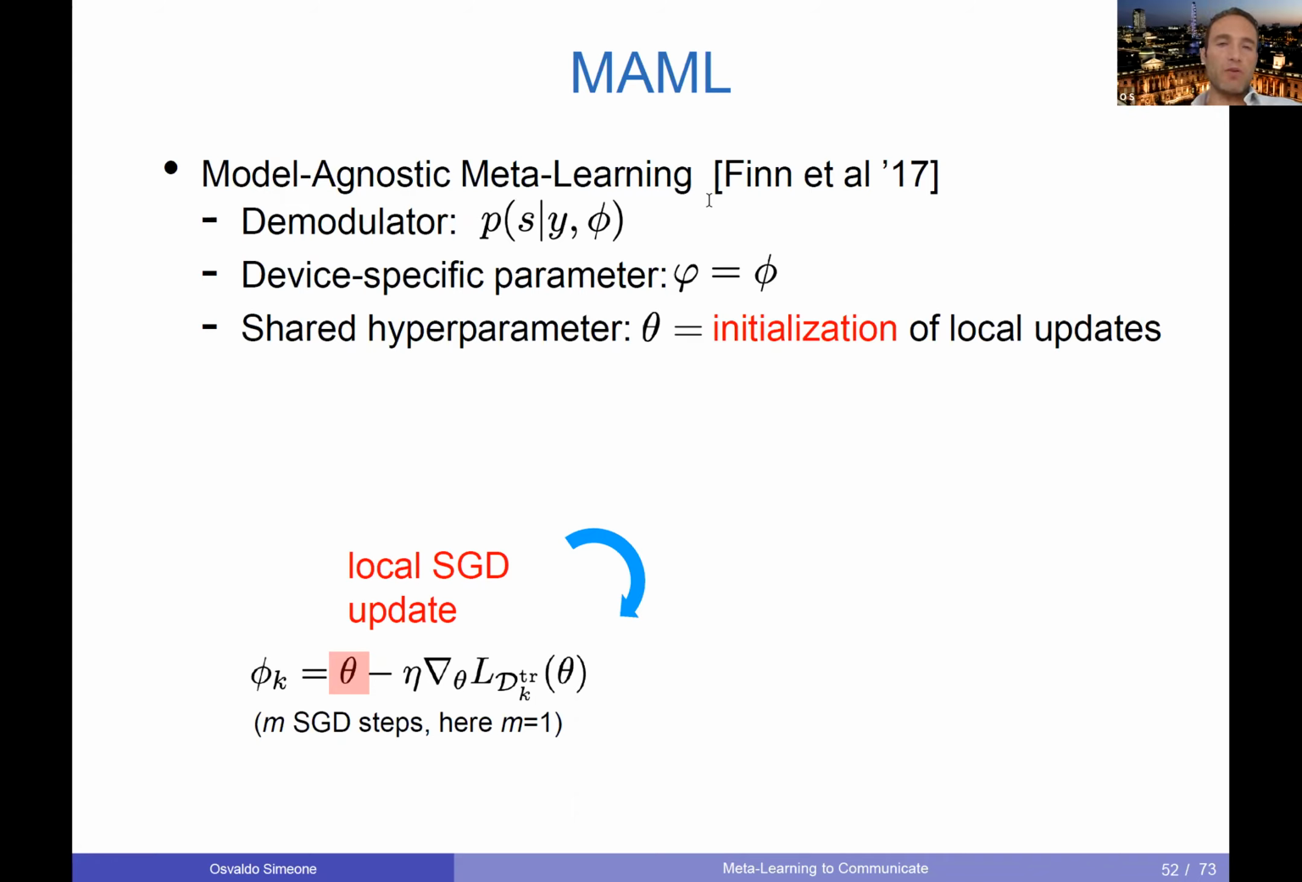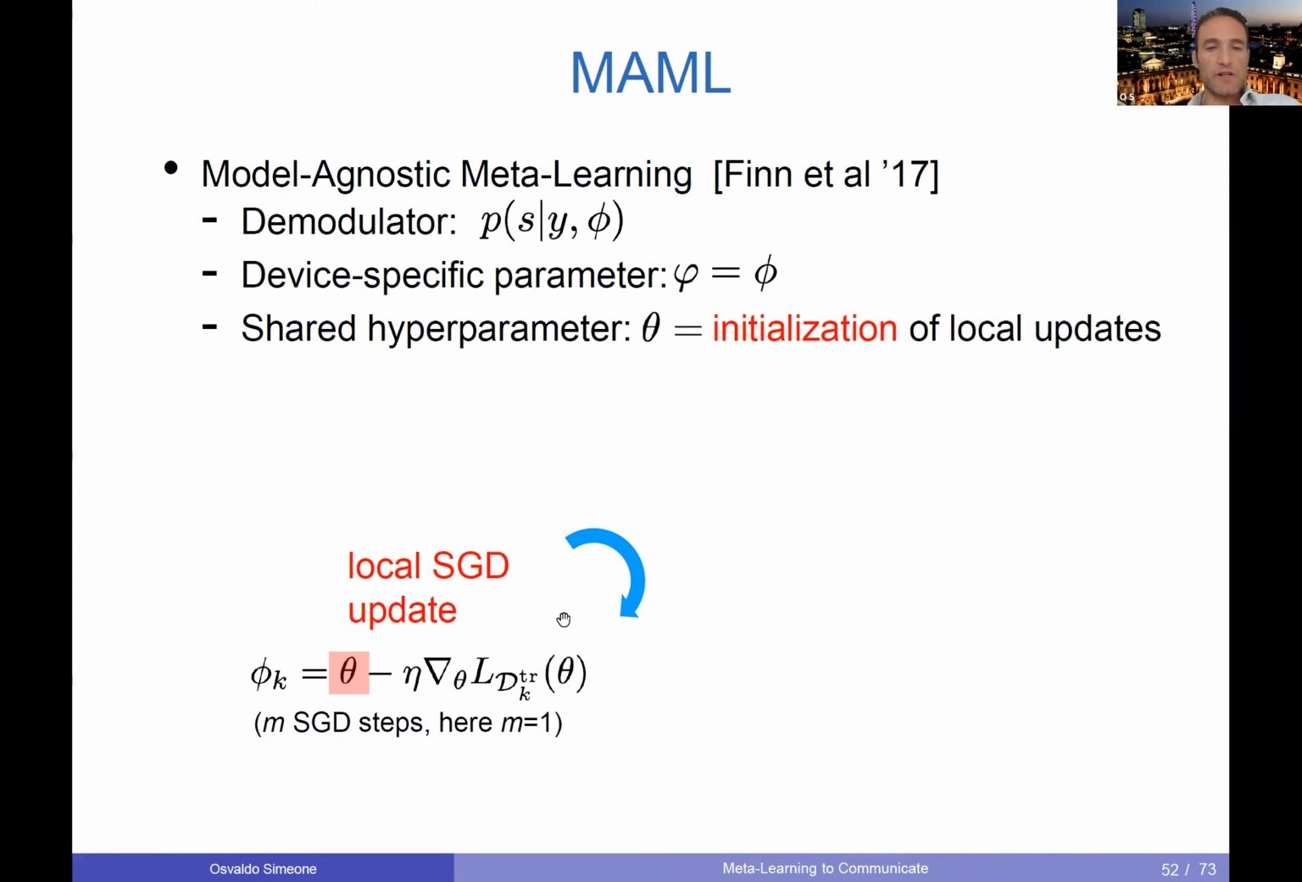And so as applied to our problem, MAML works as follows. So remember we have the shared parameter theta, the hyperparameters, and then the model parameters, specific to each task, which are phi. So with MAML, as applied to our problem, the demodulator is defined by device-specific parameters. So for each device, for each task, we have a classifier that has weights that are specific to that task, to that device. What is shared is the initialization that we use in the inner loop to update the model parameters, to update the parameters of the demodulator.